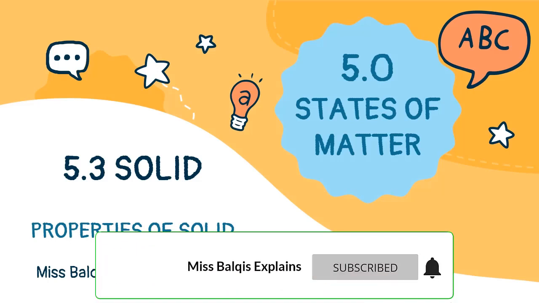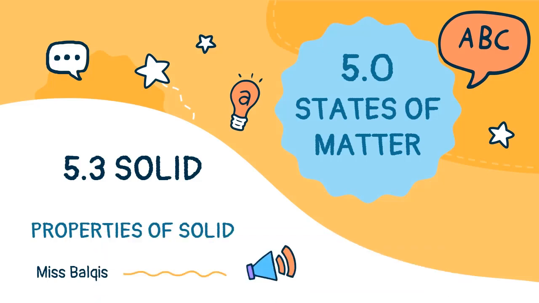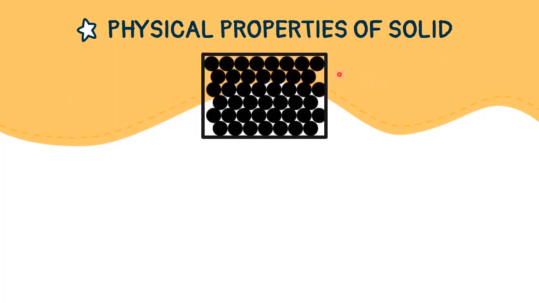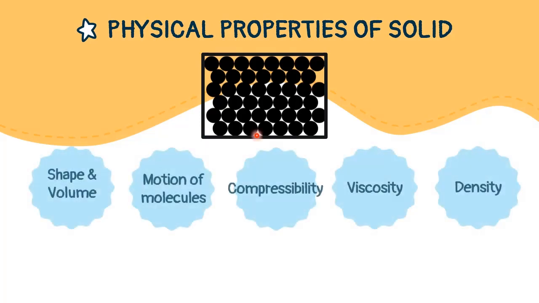In this video, we're going to learn the third subtopic in chapter 5, states of matter, called solid. To understand the physical properties of a state of matter, you need to look at the arrangement of its particles. We know particles in a solid are packed tightly together in a regular pattern. So we need to look at these 5 criteria in order to determine the physical properties of solids.